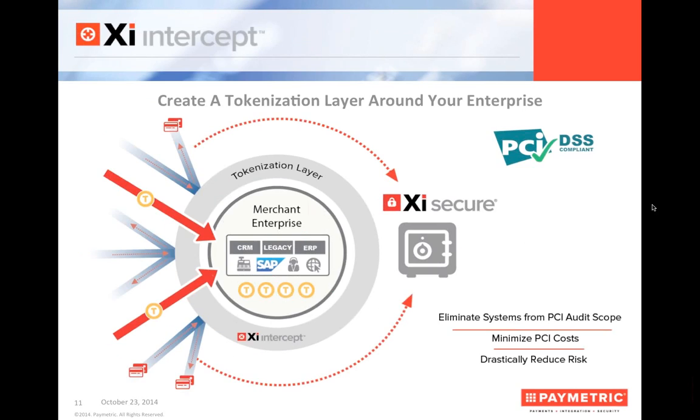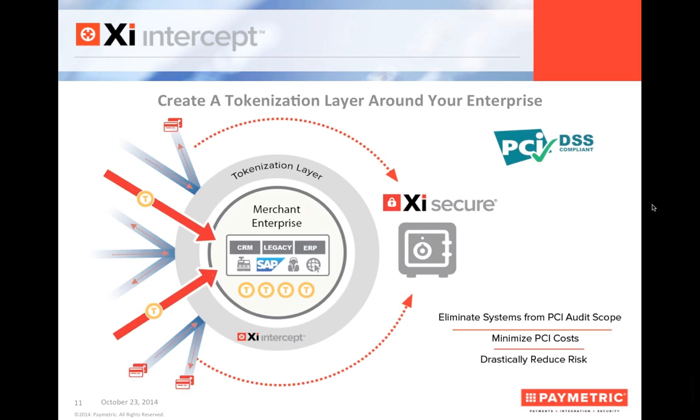You pass that through Paymetric on the way to your processor or acquirer, and we take care of the exposure of the raw card detail in our environment so that you don't have to. And in that way, you can mitigate and minimize the PCI risk that you face within your environment. So what we're trying to do is create a tokenization layer around your entire enterprise.